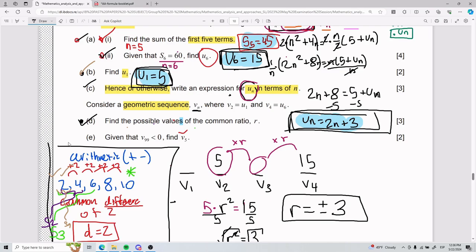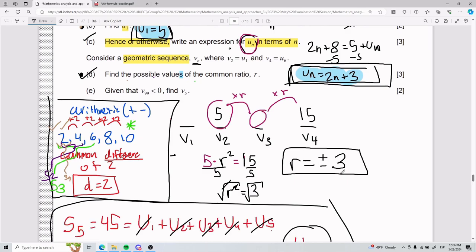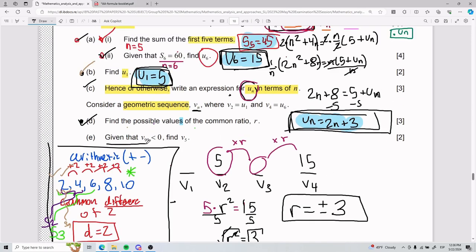And so now for part E, they tell you that given that V of 99 is negative, find V5. All right. And so this is a little bit of a curveball, you guys. Here is something we need to understand. For all these different values in your geometric sequence, r can be positive or negative. Now, you haven't discovered yet if r is negative or positive, right? And so this information here is a big hint to see if r is going to be positive or negative.